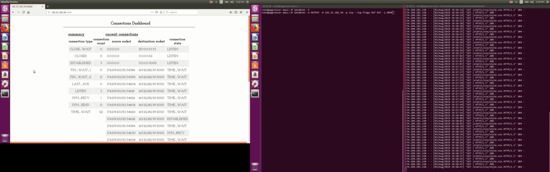This is a demo of a SYN flood. A SYN flood is a type of attack used in distributed denial of service attacks. And what it does is exploit the good nature of the TCP three-way handshake. And what do I mean by that?